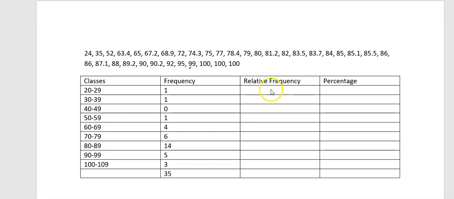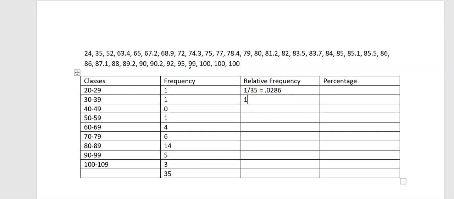All right, now relative frequency. To find relative frequency, we always take the frequency and divide it by the total number of data. So we're going to take 1 divided by 35 to give us the relative frequency. We'll put this in our calculator and list it as a decimal. I will round this to 4 decimal places. This comes up as 0.0286.